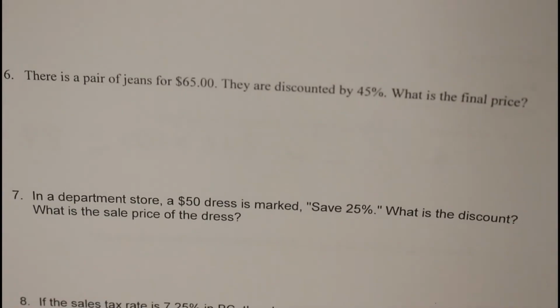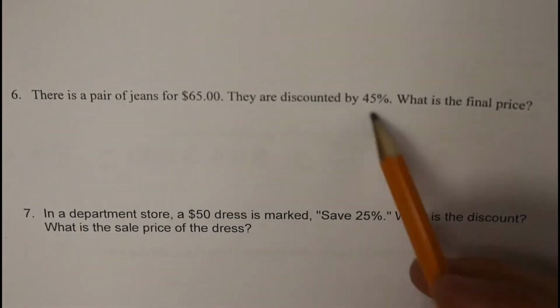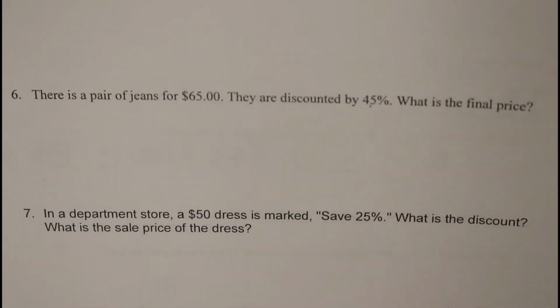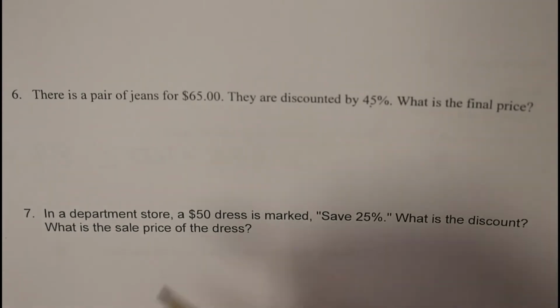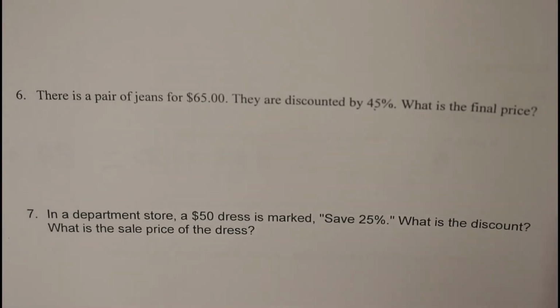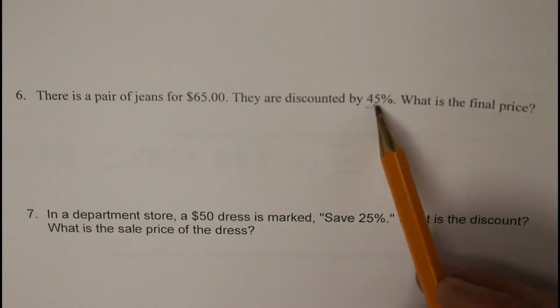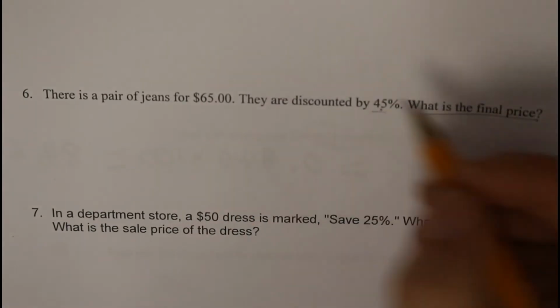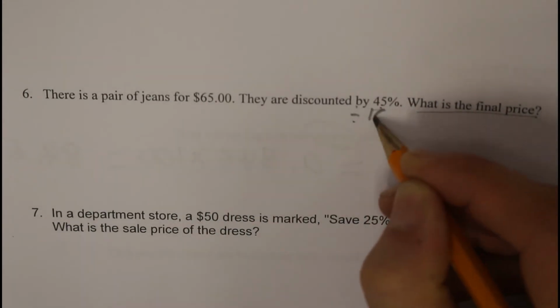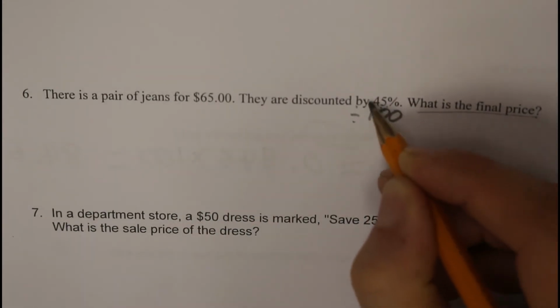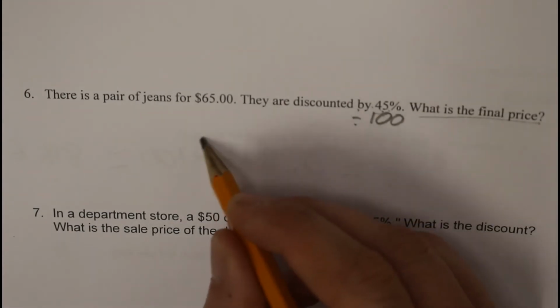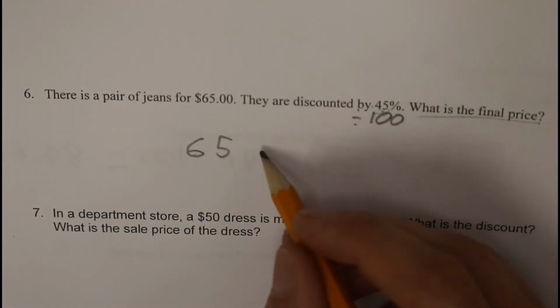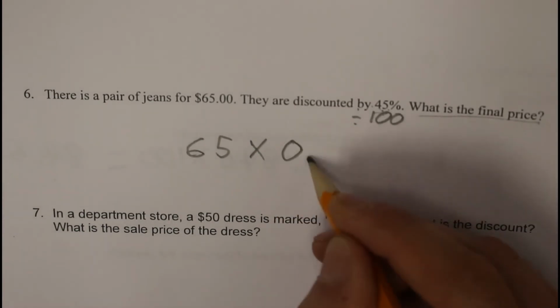So if we are doing a discount, you add money or take away money? You take away because you're paying less. So right here we have a $65 pair of jeans and they're discounted by 45%. So it's a big discount and we want to find out what the final price is. So how much will it cost after the discount? So same deal, divide that by 100, which is the same as just moving the decimal 2 spots over. And we get $65 times 0.45.